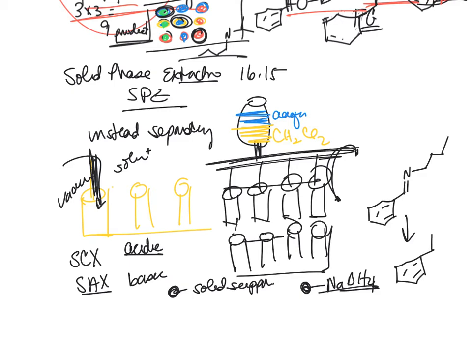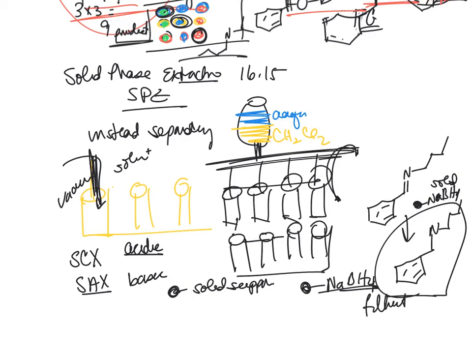What you can do is add this resin-bound sodium borohydride, and then you have a solid precipitate, and you can just do a filtration, and you have your amine in the solution phase. So a lot of resin bound.